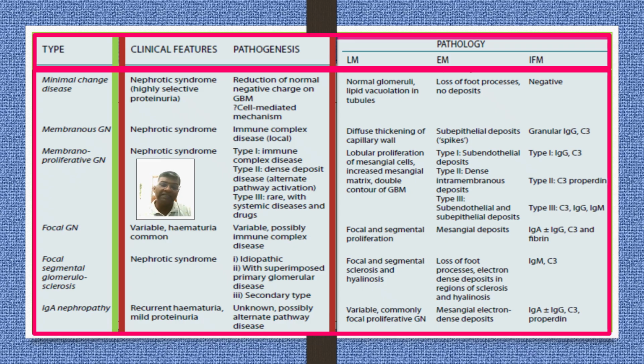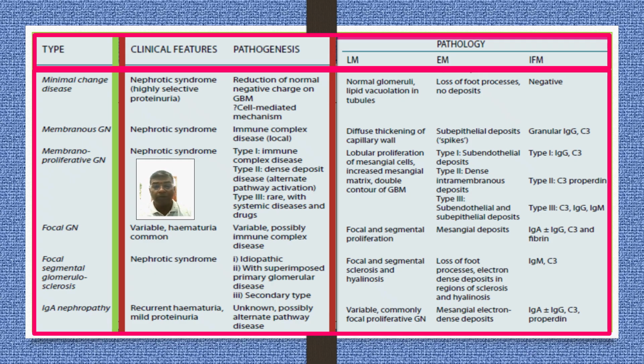So it is also called dense deposit disease. Minimal change disease is nil deposit disease, whereas MPGN type 2 is DDD, dense deposit disease, and it is because of the activation of the alternate pathway. Coming to type 3 MPGN, it is rare, with systemic diseases and drugs.